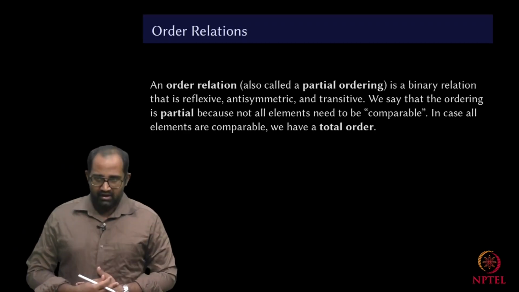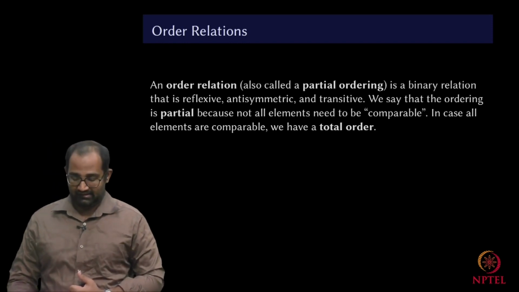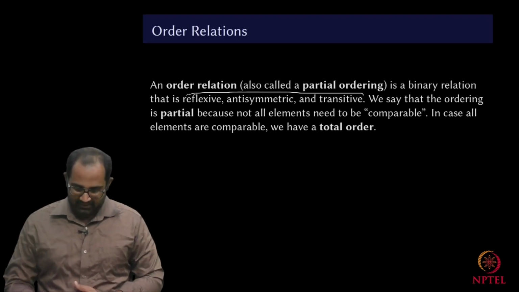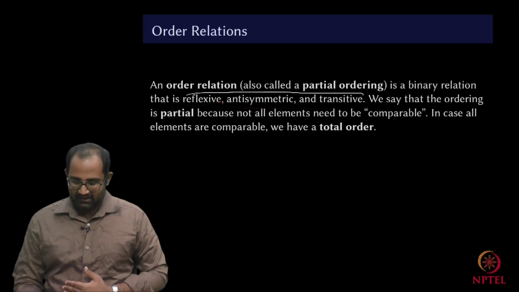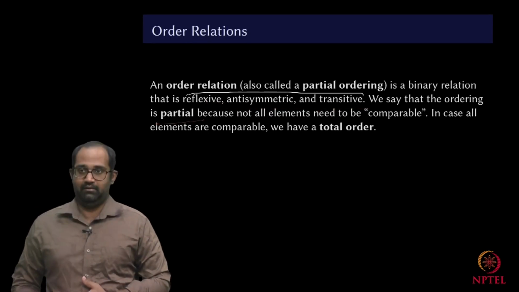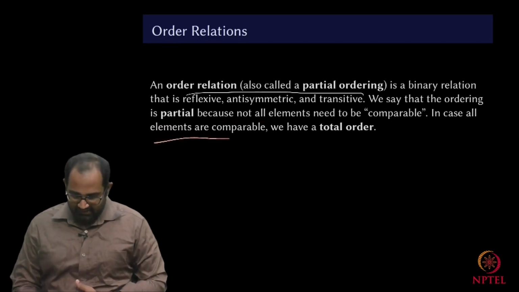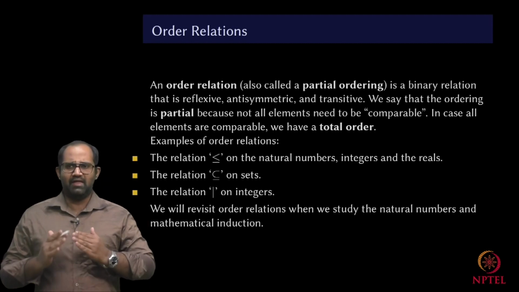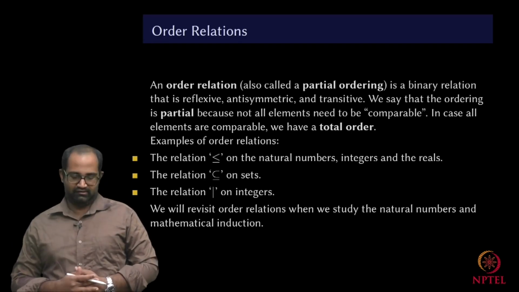Now, an order relation is a type of relation which satisfies several of the properties that I listed in the last slide. So, an order relation, also called a partial ordering, is a binary relation that is reflexive, antisymmetric and transitive. We say that the ordering is partial because not all elements need to be comparable. In case all elements are comparable, we have a total order. So, some explanation is in order, but before that let us take a few examples so that the concept is concrete, then the explanations will make more sense.